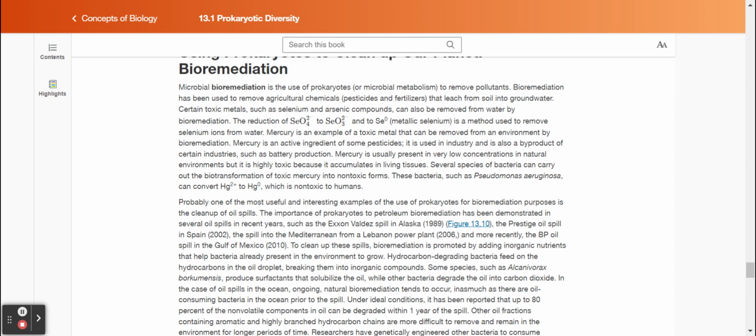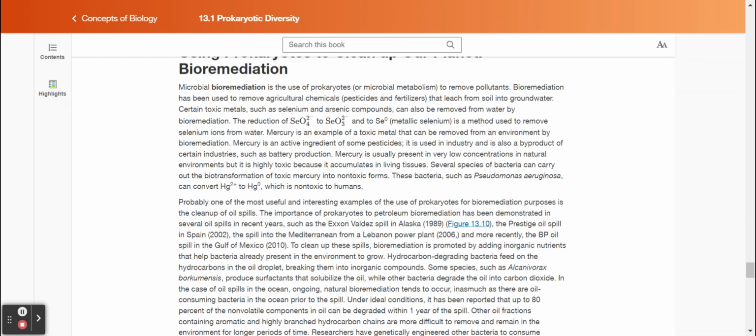Mercury is usually present in very low concentrations in natural environments, but it is highly toxic because it accumulates in living tissues. Several species of bacteria can carry out the biotransformation of toxic mercury into non-toxic forms. These bacteria, such as Pseudomonas aeruginosa, can convert Hg2+ to Hg0, which is non-toxic to humans.